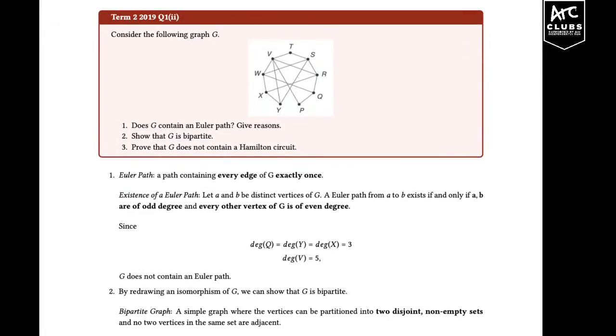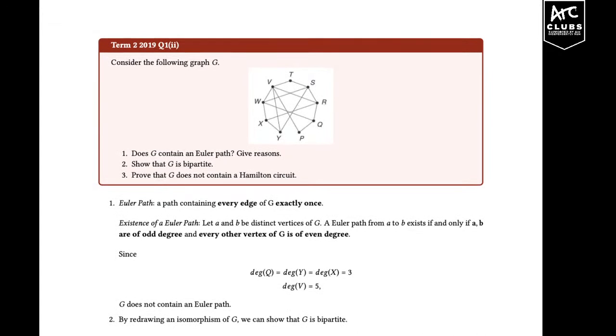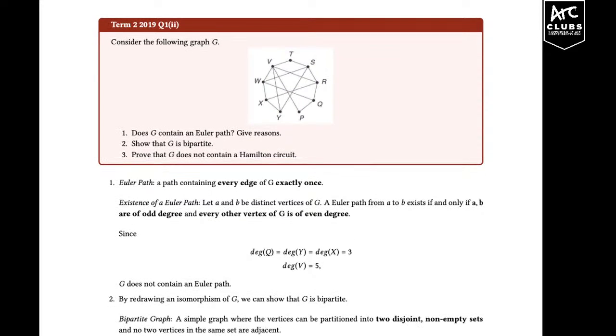So moving on, we have this question here. You're given a graph G, and the question asks if G contains an Euler path. Give reasons. The definition of an Euler path is a path that contains every edge of G exactly once. And we have this theorem, the existence of an Euler path, which states that an Euler path exists between two vertices if and only if those two specific vertices are of odd degree and every other vertex is of even degree.